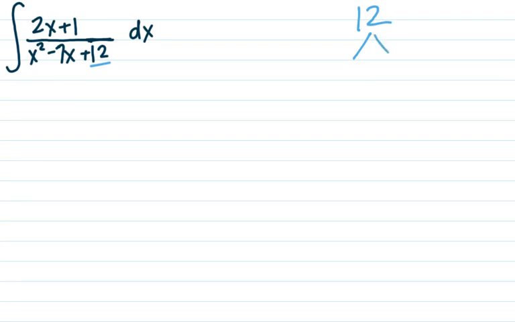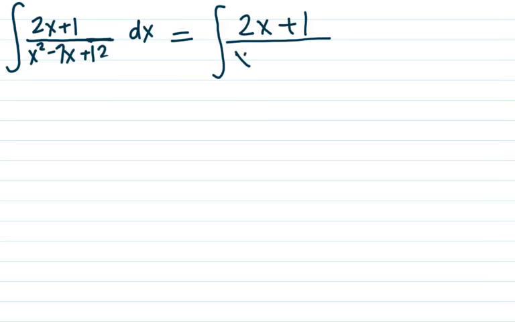So factors of 12, we have 4 and 3. Now, if I make the 4 negative and the 3 negative, if I add those together, that gives me -7. Well, that's my middle term. And if I multiply them together, it gives me +12. Voila. So those are going to be the factors that we use. So then this is going to be written as 2x plus 1 over x minus 3 times x minus 4.